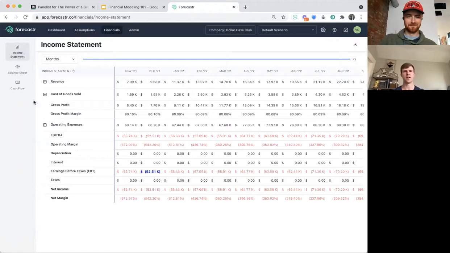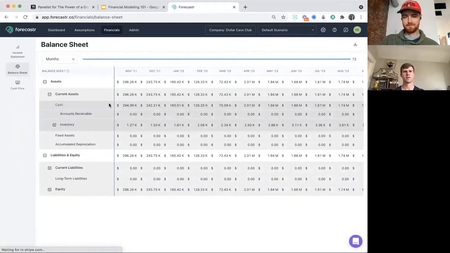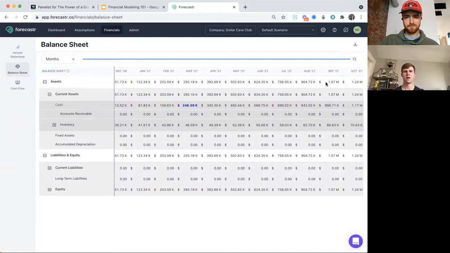I'm going to go to my financial section. I'm going to go to my balance sheet. I'm going to look at this. And again, I have not tested this, so I really have no idea. We're better off by almost double. We've almost doubled our cash at the end of that.